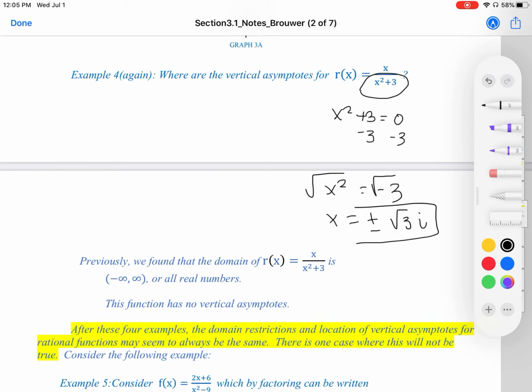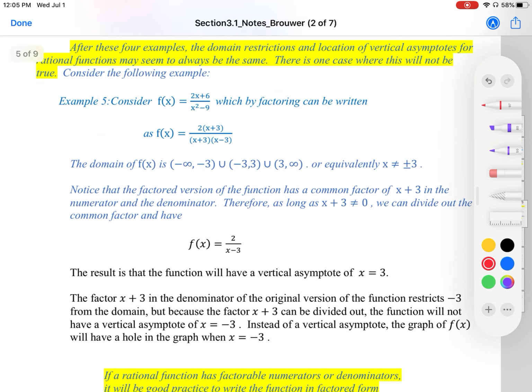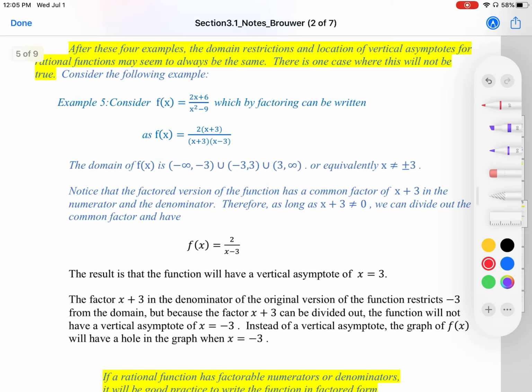Nowhere do we have holes in our graph. So this one's all real numbers. There's no vertical asymptotes to consider. After these four examples, the domain restriction and the location of vertical asymptote for rational functions may seem to always be the same. There is one case where it will not be true.